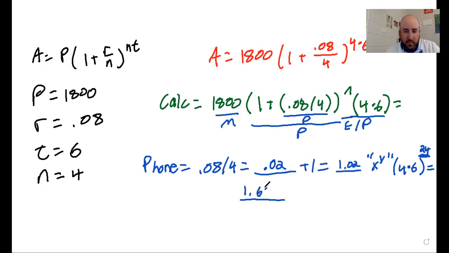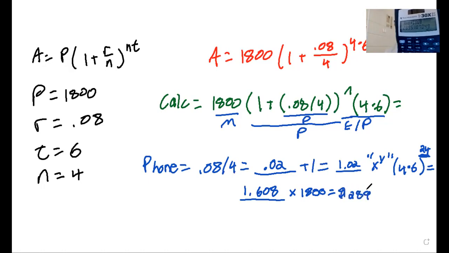I'm going to use 1.608 times 1800 equals 2895.187. So now we're dealing with money, so it's a little different. I'm going to do 2895 and then round it to 19 cents. So 0.187, I'm rounding to 19 cents. And you should have gotten the same thing there.